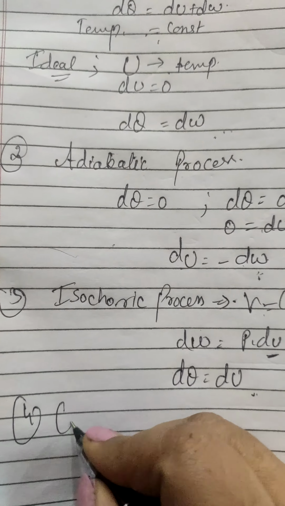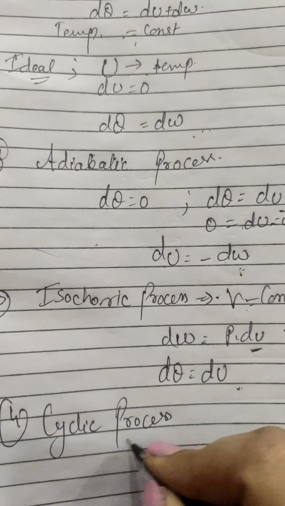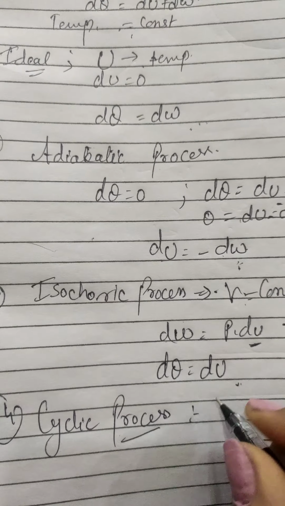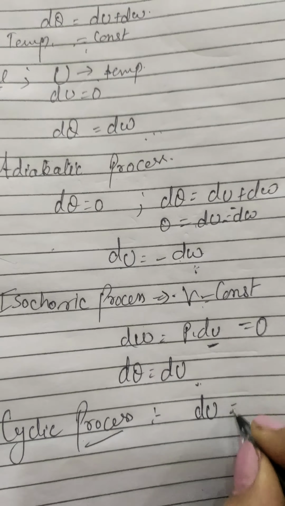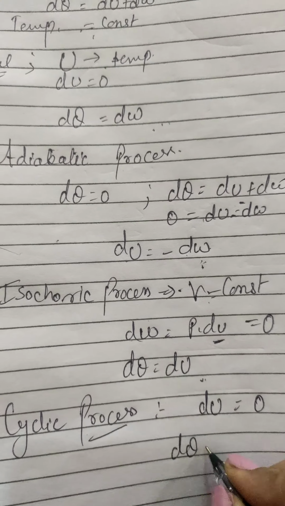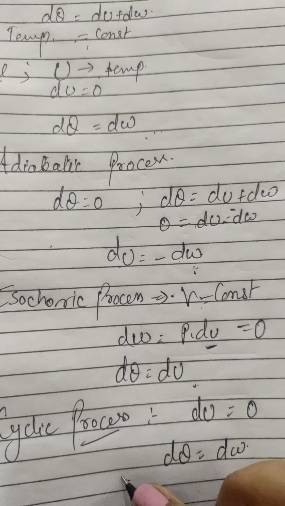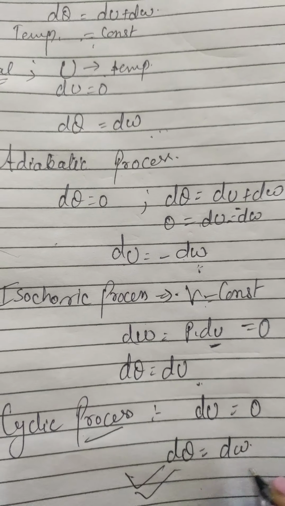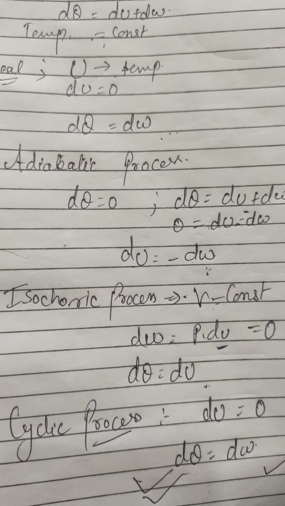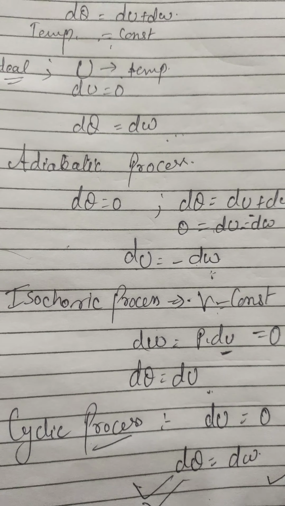Fourth one is the cyclic process. In the case of a cyclic process, since the system returns to its initial state, there is no change in internal energy. So again dQ is equal to dW in this case, meaning the amount of heat supplied to the system is consumed in doing the work, either in expanding or in compression processes.